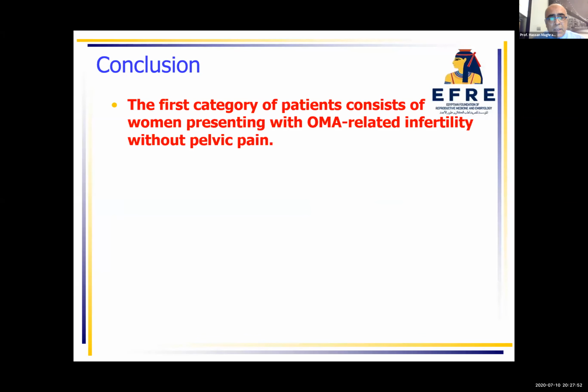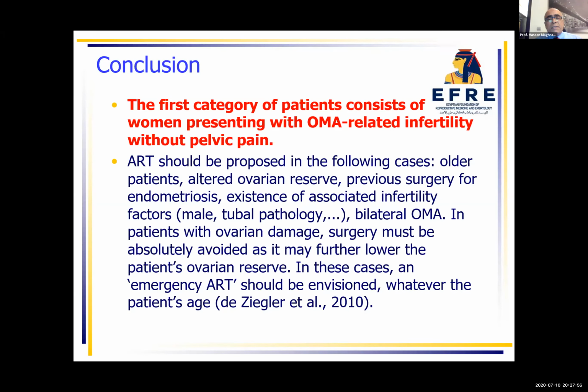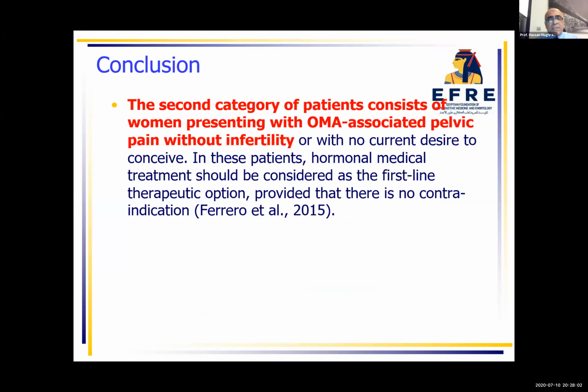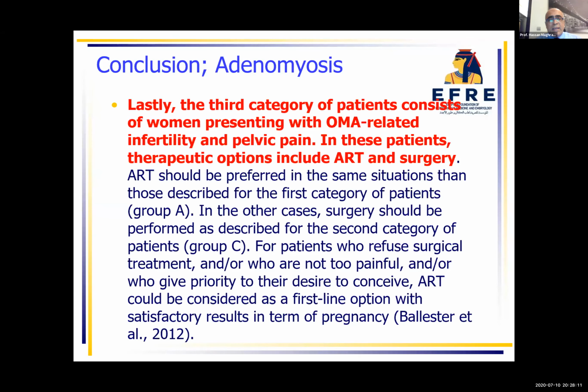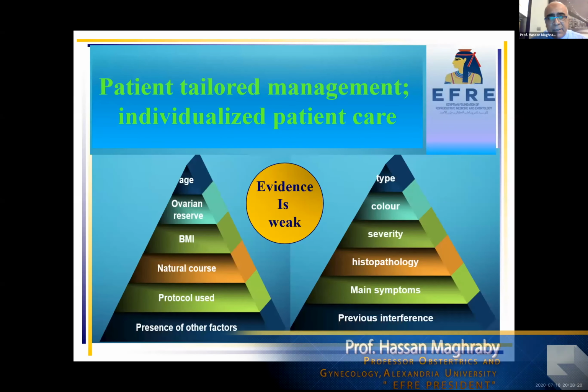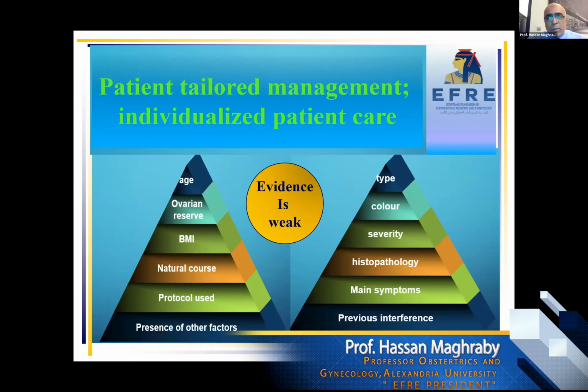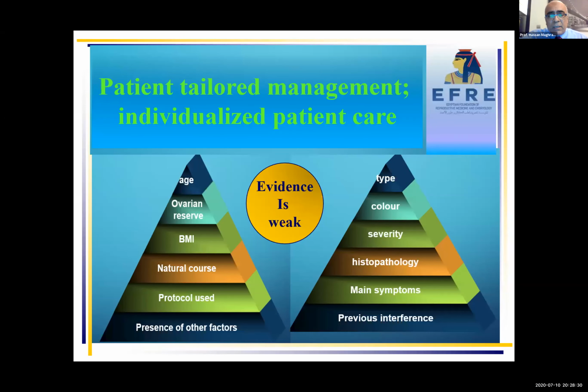But there are no studies to say exactly what is the prevalence of these problems, especially infection and the risk of malignancy. The first category of patients consists of women presenting with endometrioma and related infertility, and we have discussed this. The second category consists of women presenting with endometrioma with pelvic pain without infertility, and Professor Kortam will discuss this. And lastly, the third category consists of women presenting with endometrioma-related infertility and pelvic pain, and you've discussed this very clearly. It is clear that endometrioma calls for individualized patient care that depends on proper characterization of the lesion and also of the patient. Thank you very much.